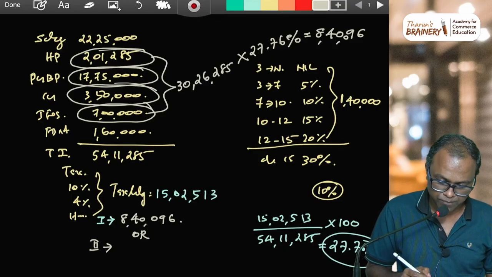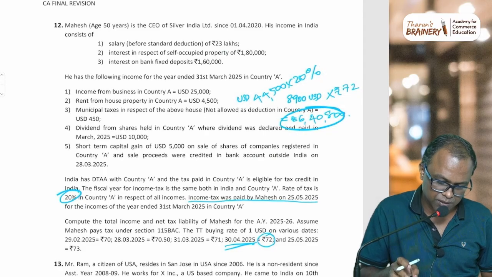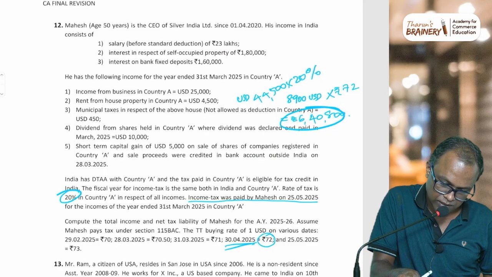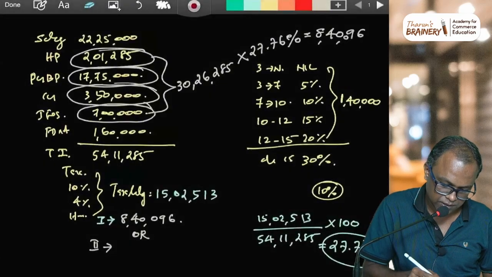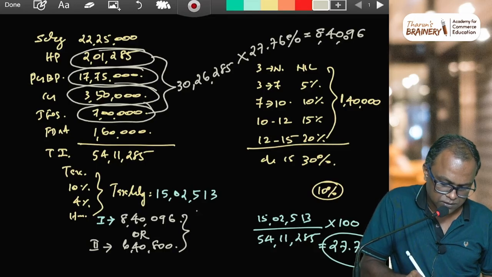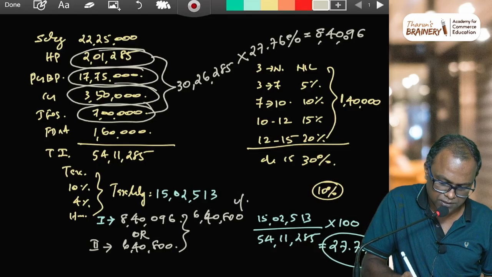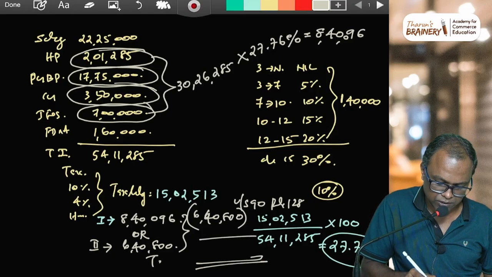in the foreign country. In the foreign country we just calculated the tax payable, that is 6,40,800. So whichever is lower is 6,40,800. This is the relief under section 90 as per Rule 128. Claim the relief. The balance is the tax liability of the assessee.